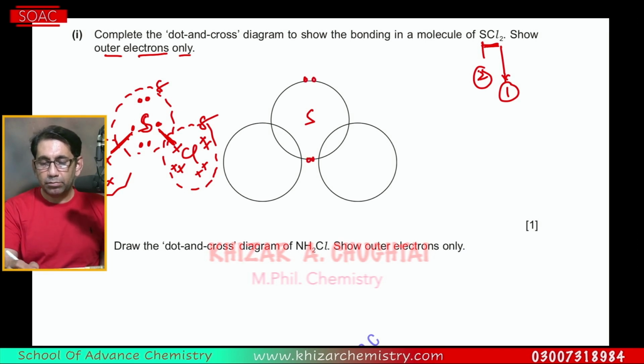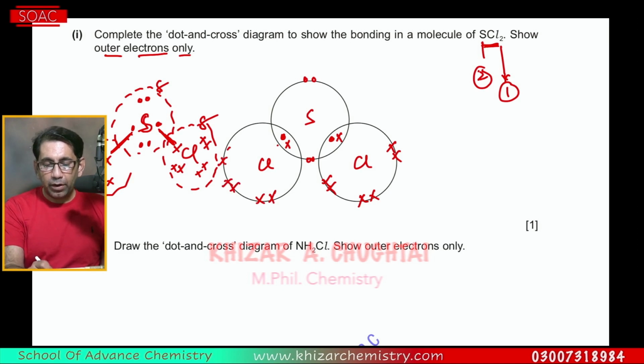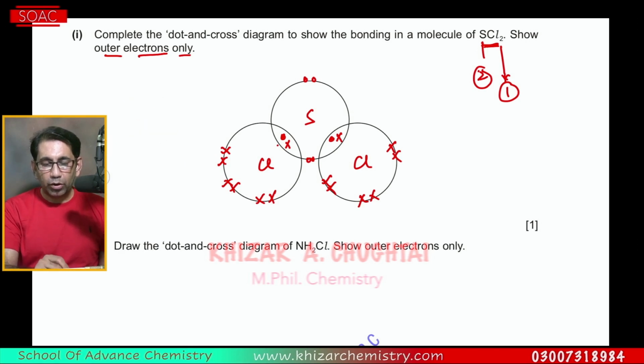2 lone pairs. You can write 2 pairs of electrons on this circle, except this shared region. Here I'm writing dot and cross, and dot and cross. Here is Cl, here is Cl, and here are 3 lone pairs for each Cl. So this is the actual correct dot and cross diagram of SCl2.